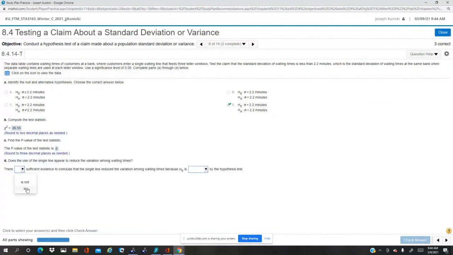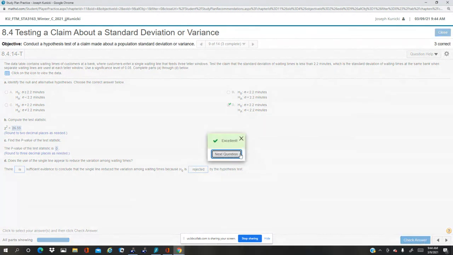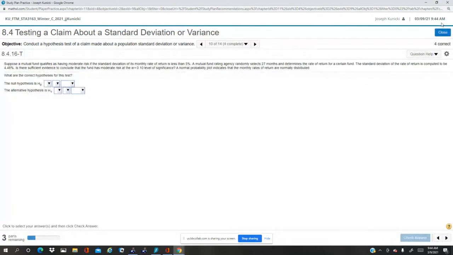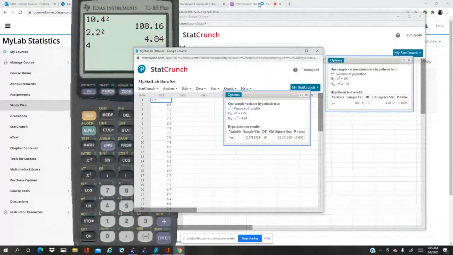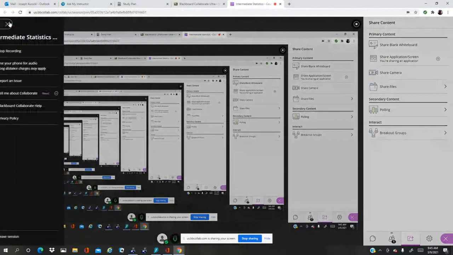So there is sufficient evidence to conclude that the single line reduced the variation among waiting times, because H-naught is rejected by the hypothesis test. If we reject H-naught, then that means we have evidence for the alternative, which is the claim. So we're supporting the claim. There's sufficient evidence. Okay, so that's 8.4.14. Dr. K, out.